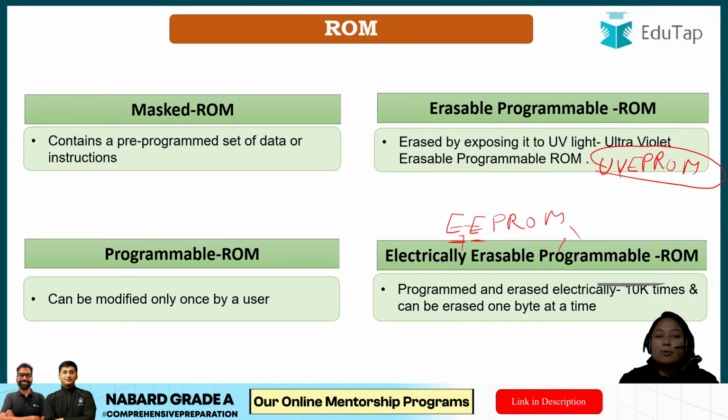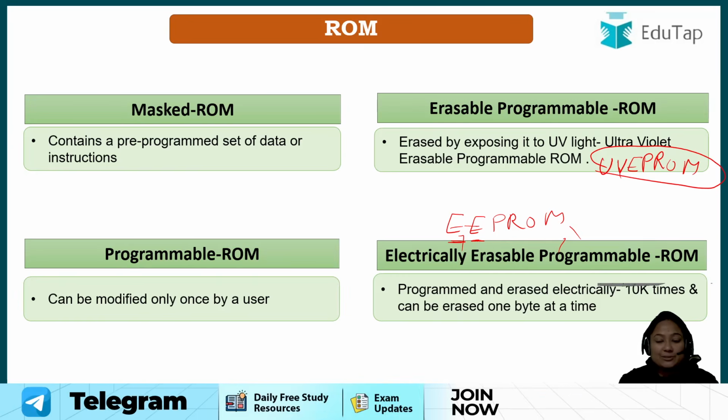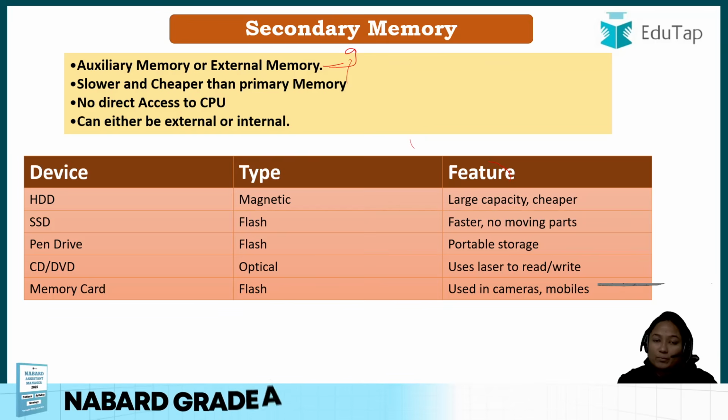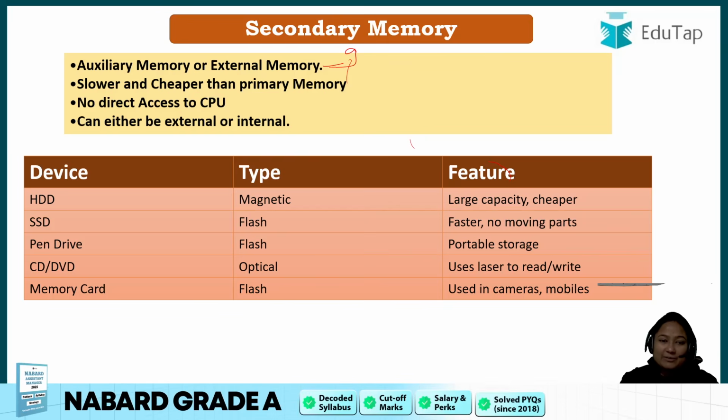All these things are important for your examination. This much you will also have to remember for your exam. Okay, now coming to the secondary memory. In secondary memory we have auxiliary memory or external memory. These are just names. All right, this is the slowest of all the four memories that we have discussed. This is the slowest and the cheapest memory.